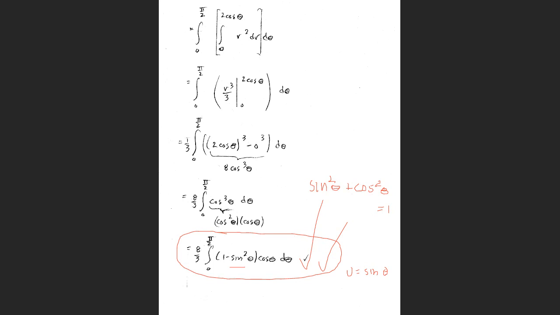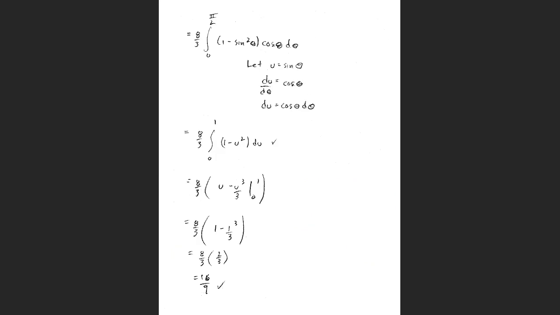Well, I let u equal sine of theta. Let me show you why that worked. So I let u equal sine of theta, and the integral then becomes 8/3 times the integral of 1 minus u squared du with limits 0 and 1. How do we get the 1? 1 is from the sine of pi over 2, because we're finding u limits now. And then 0 is from the sine of 0.